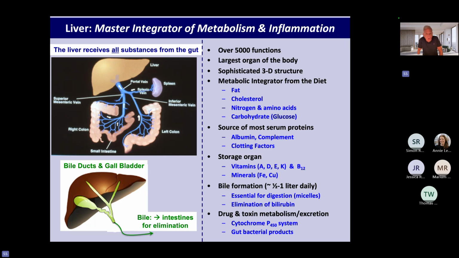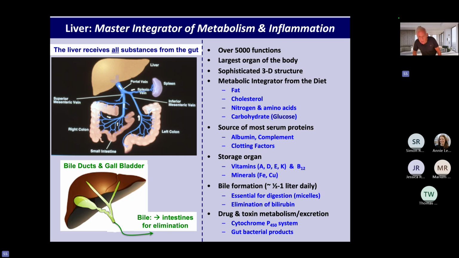It integrates all elements in the diet, fat, cholesterol, protein, nitrogenous compounds, amino acids, and carbohydrates. It's the source of most serum proteins, but not all, albumin and complement, and the liver-specific clotting factors, which you should all be familiar with. It's a storage organ, so it stores the fat-soluble vitamins, all of them, as well as vitamin B12, and it also is a storage site for minerals. Iron and copper being the outstanding examples.